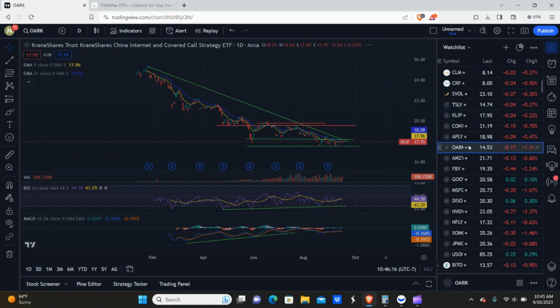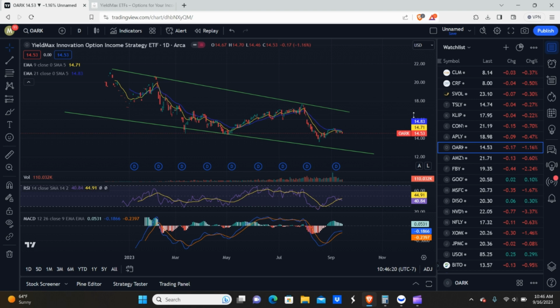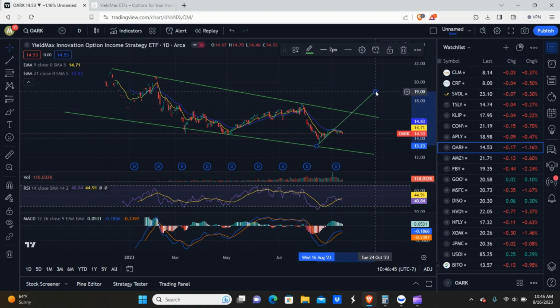So we'll take another example, one real quick example. We'll take a look at OARC. So OARC is basically in this downward channel. For those of you guys who understand trading, you know that a downward channel is a bullish indication. Typically, the probability of a downward channel breaking out to the upside is higher than it breaking down to the downside. So basically, we're expecting like a move from the support of this downward channel pretty much straight up and out of this channel area.